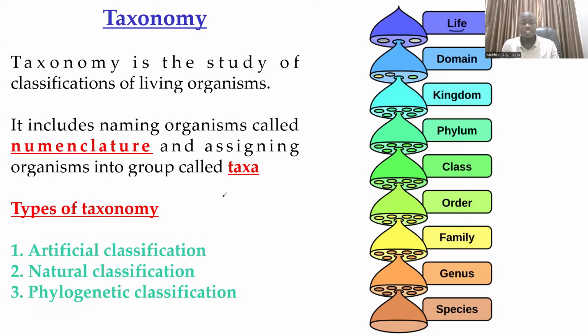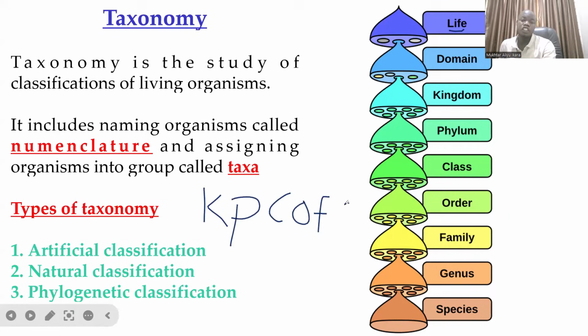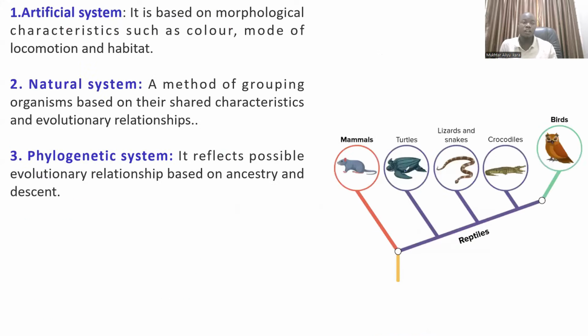So these are actually the hierarchical system of naming or classifying organisms. Sometimes I actually summarize it as K, P, C, O, F, G, S. Kingdom, phylum, class, order, family, genus, species. And the species is the smallest unit of classifying organisms. So this is actually the hierarchical system of naming organisms.